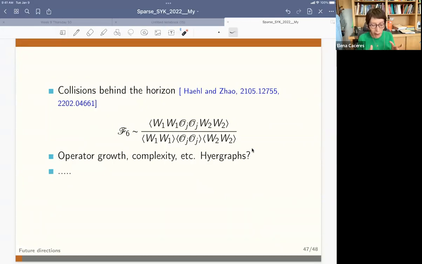Anyway, there are many other things that one can explore using this. First, this is a sparse model that is more amenable to computational calculations that are not so hard. And then this whole story about hypergraphs, I think it can be explored much more to our advantage. Okay, so that's it. That's all I have.